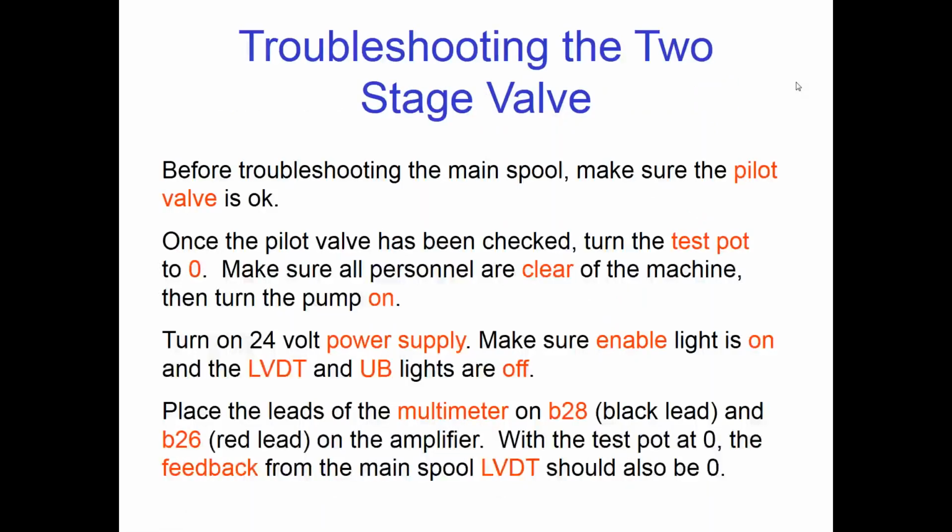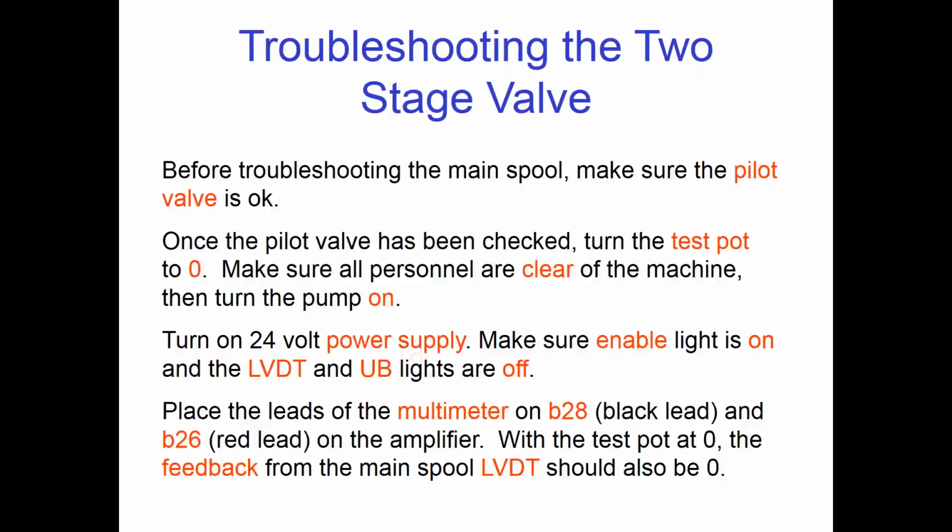When you're troubleshooting a two-stage valve, check the pilot valve first. Okay, we need to know that the pilot valve is okay first. The pilot valve is the direct operating valve, and we've gone over the procedures for checking the pilot valve. Once you've checked the pilot valve and confirmed that it's good, then turn your test spot to 0, make sure that everybody's clear of the machine, and turn the pump on.